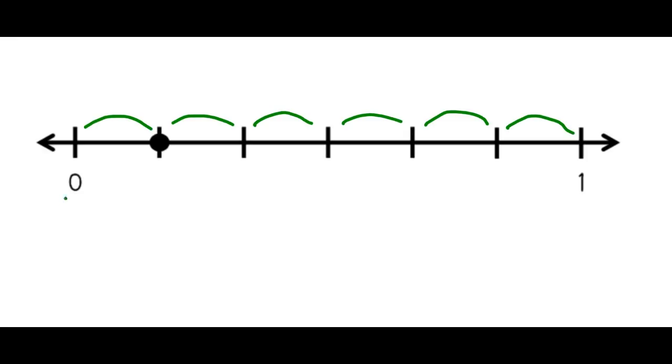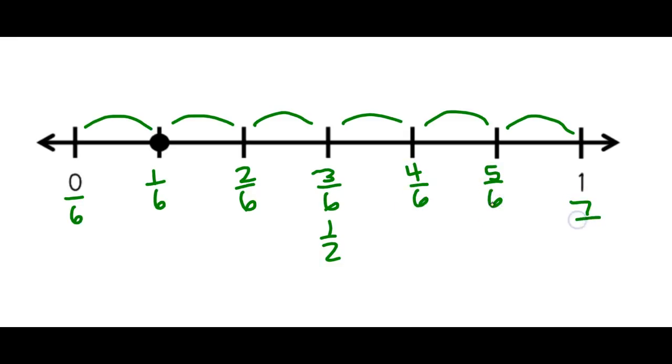So this is 0/6, this is 1/6, 2/6, 3/6, also known as half, 4/6, 5/6, and 6. Sorry, not 7/6, 6/6. So our dot is at 1/6. Hopefully you had that right. So let's try another one.